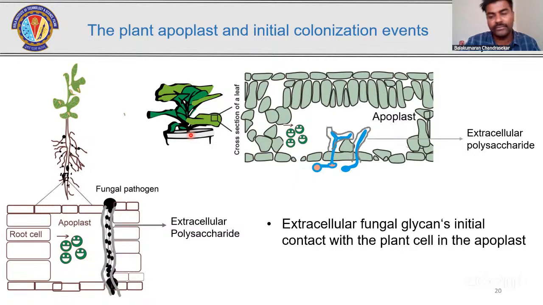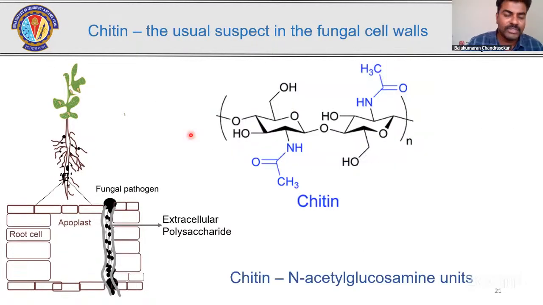Apoplast is also a site for fungal multiplication. When the fungus goes inside the apoplast, the fungal extracellular polysaccharides are the first important glycans, or carbohydrates, to get exposed. They get the first initial contact in the apoplastic region.